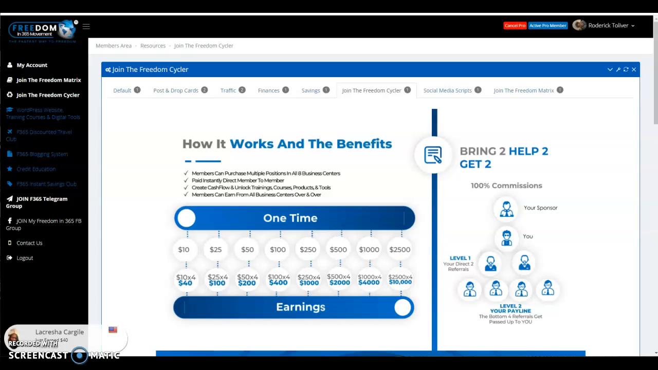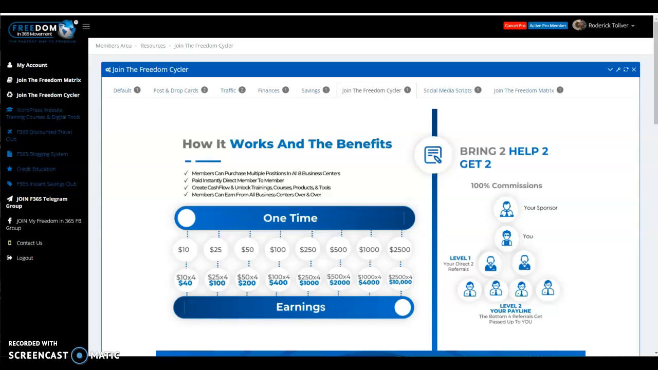Repeat the process again, going into the $250 matrix. When you reach your pay line there, it's 250 times 4, or $1,000. Moving on to the $500 matrix, once you reach your pay line there, it would be 500 times 4, or $2,000. Again, moving into the $1,000 matrix, as you reach your pay line there, it would be 1,000 times 4, or $4,000. Moving into our last matrix, $2,500, when you reach your pay line, it will be 2,500 times 4, or $10,000.